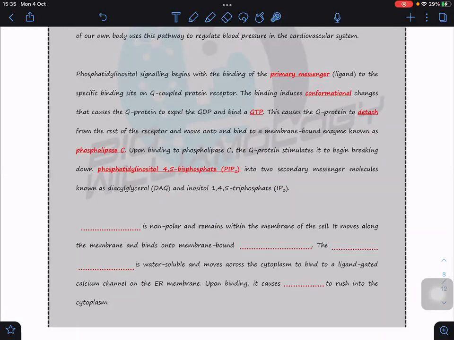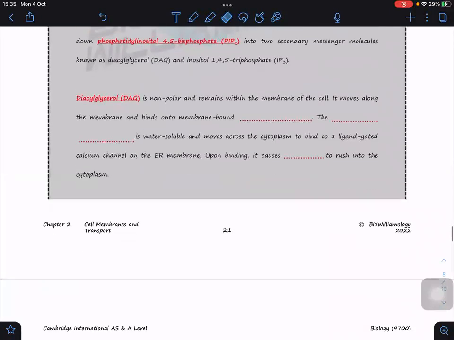The one that remains within the membrane is DAG. It's non-polar and remains within the membrane of the cell. It moves along the membrane and binds to another membrane-bound enzyme known as protein kinase C. On the other hand, IP3 is water soluble. That's why it can move into the cytoplasm and bind to the ligand-gated calcium channel on the ER membrane.